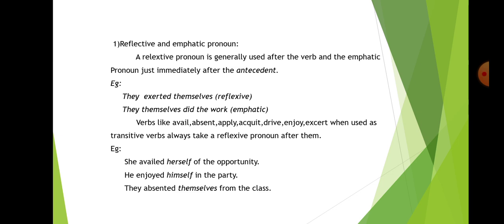Here, emphatic. Verbs like avail, absent, apply, acquit, drive, enjoy, exert, when used as transitive verbs, always take a reflexive pronoun after them. For example, she availed herself of the opportunity. Next sentence, he enjoyed himself in the party. Next, they absented themselves from the class.